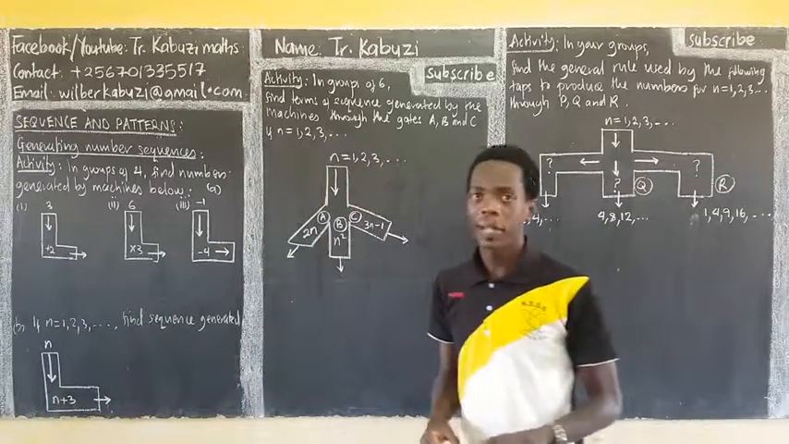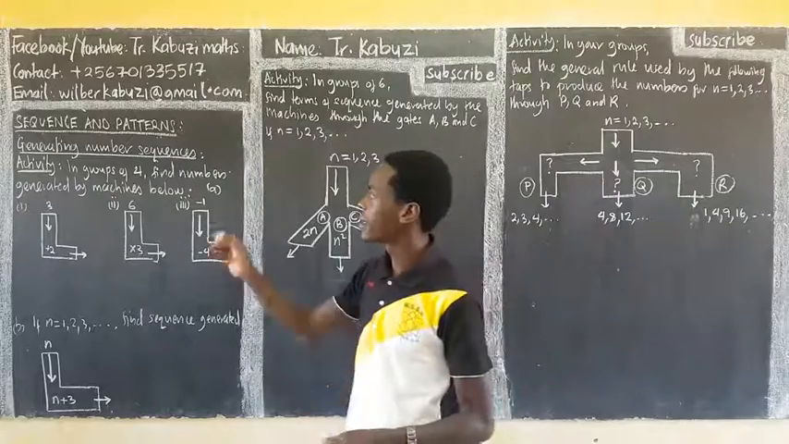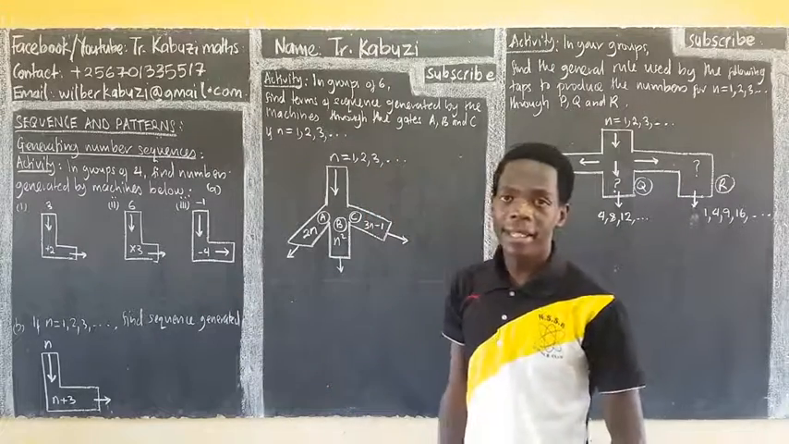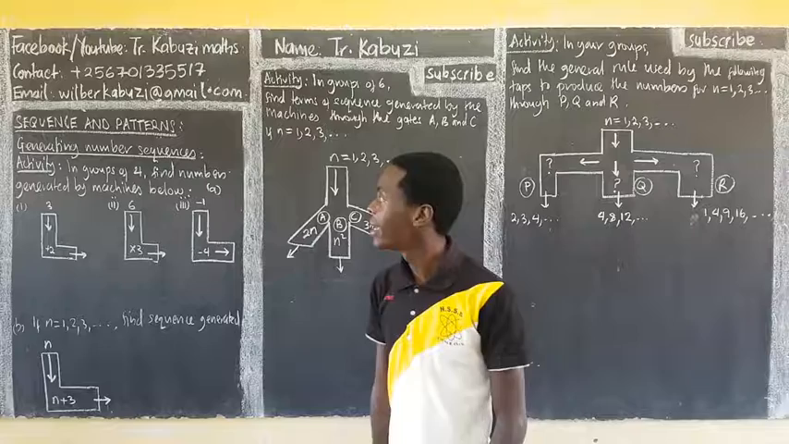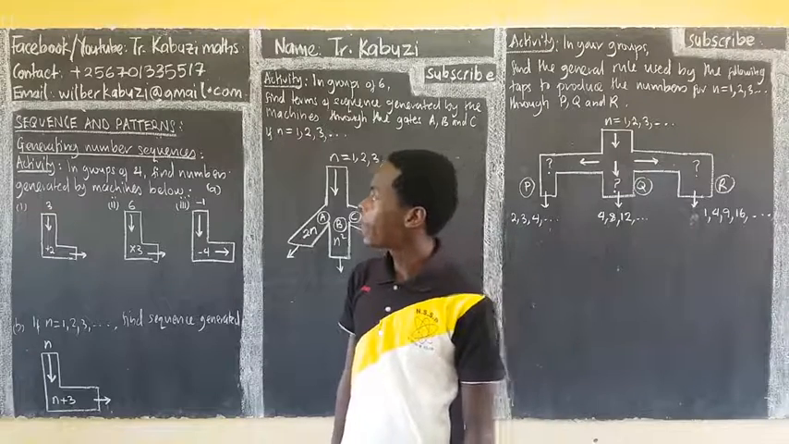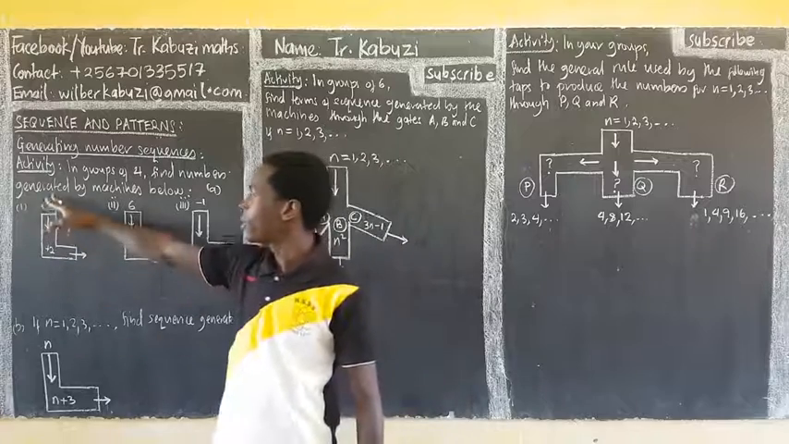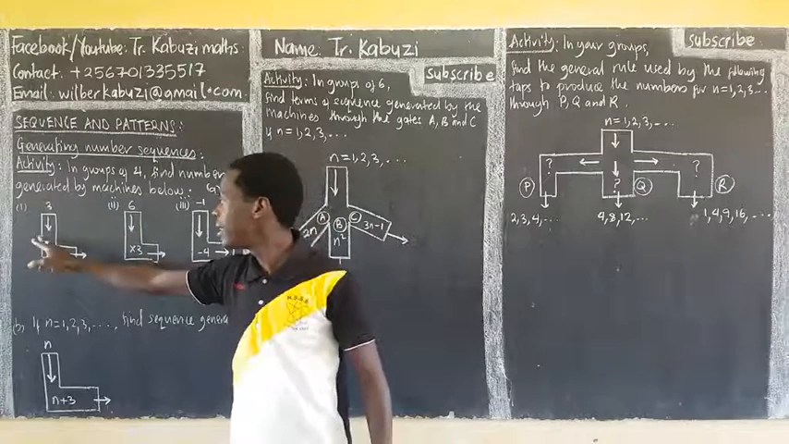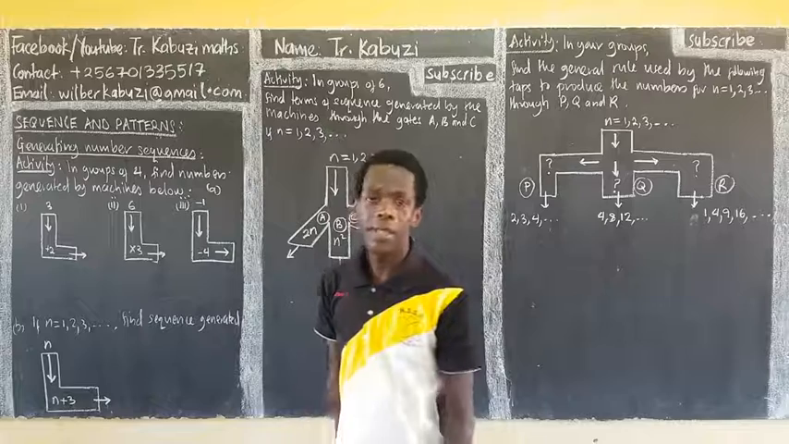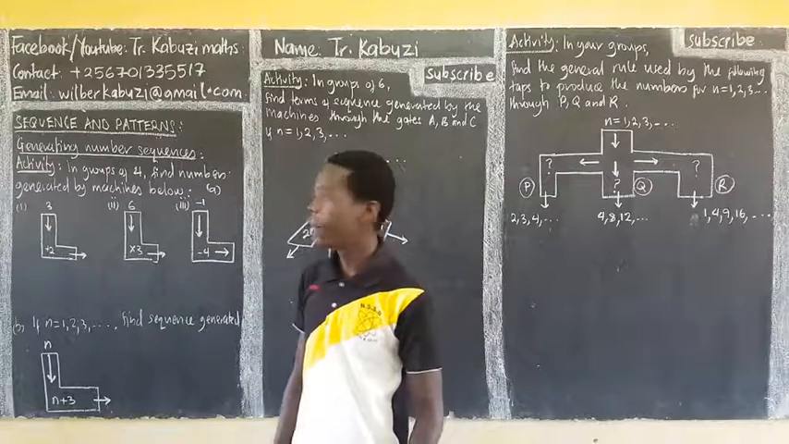Generating number sequence, we are still seeing more about that. So we are having this activity. It's going to be like a game, by the way. In groups of 4, find numbers noted by the machine below. This is telling you that a number is pushed through this machine, then there's an operation here, and then it pushes that number out. So it's going to be a different number.